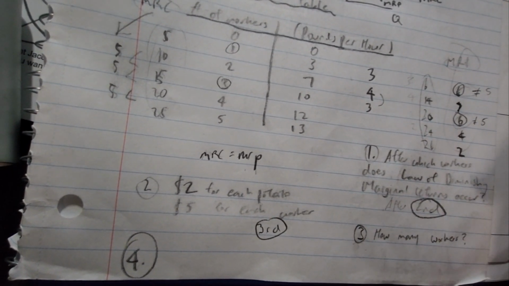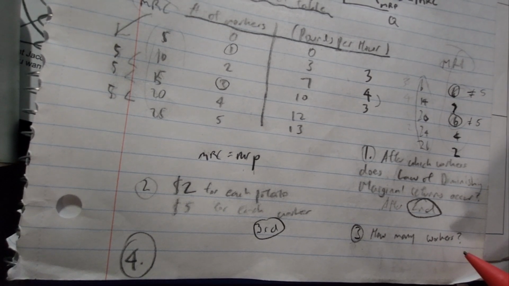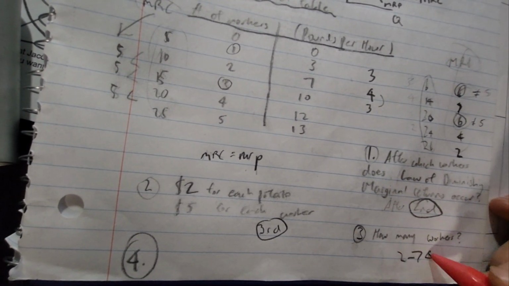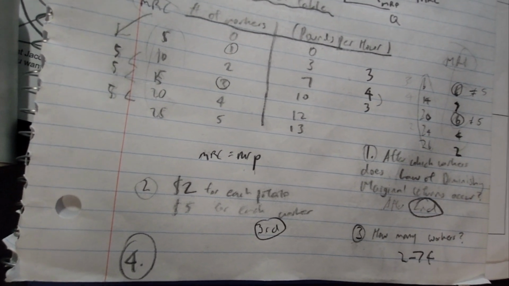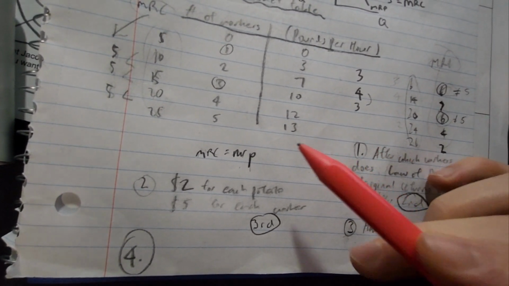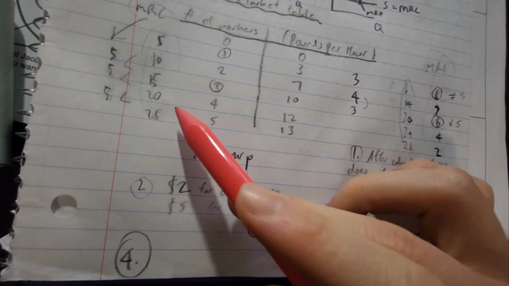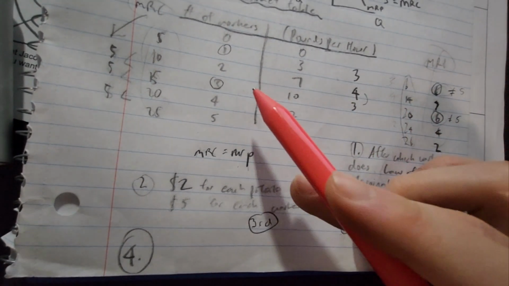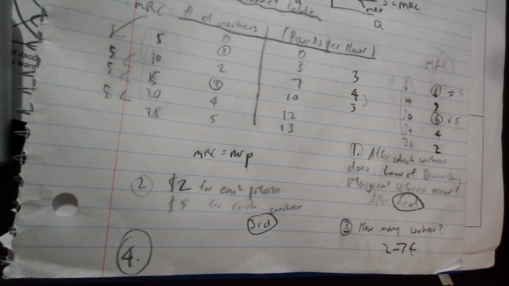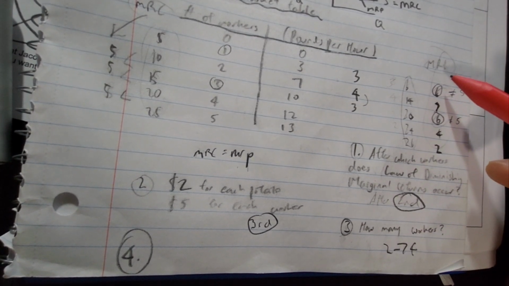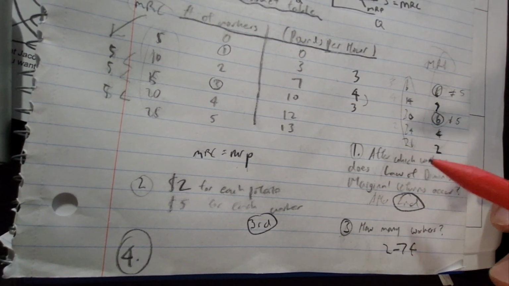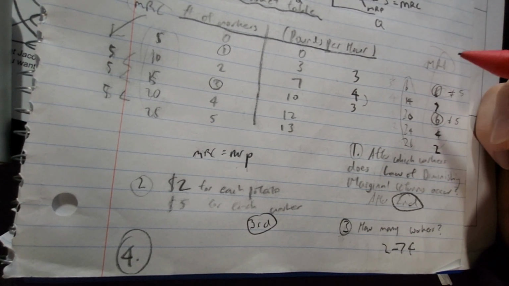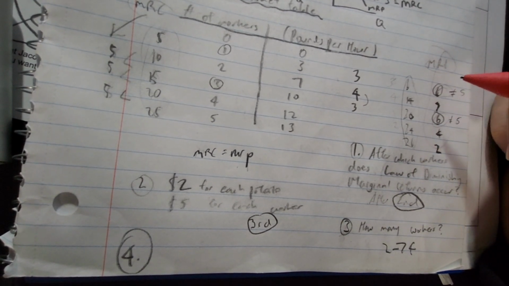Number 3 asks a similar question. However, they want us to increase the price of potatoes to $4. Therefore, the number of workers stays the same, so the MRC is the same. The wage for the worker stays the same, but we have to change the marginal revenue product. To change this, all we have to do is multiply every value by 4.